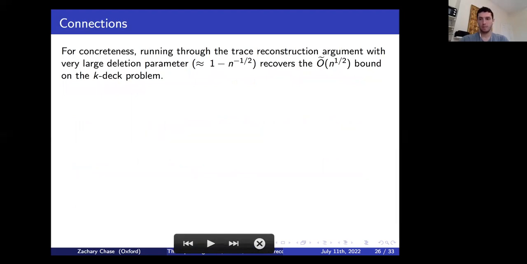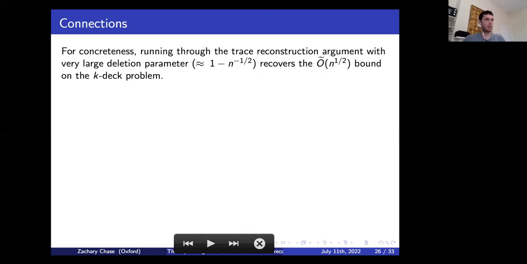Okay, also, what's interesting is that if you run through the trace reconstruction argument of e to the cube root of n with a very large deletion parameter, you actually recover the n to the 1/2 bound for the KDEC problem. I say this for concreteness, because this is a concrete example of how the proofs are related. If you care about the KDEC problem, then you should actually care about the trace reconstruction problem, because you can view the KDEC problem as the trace reconstruction problem with a very large deletion parameter.